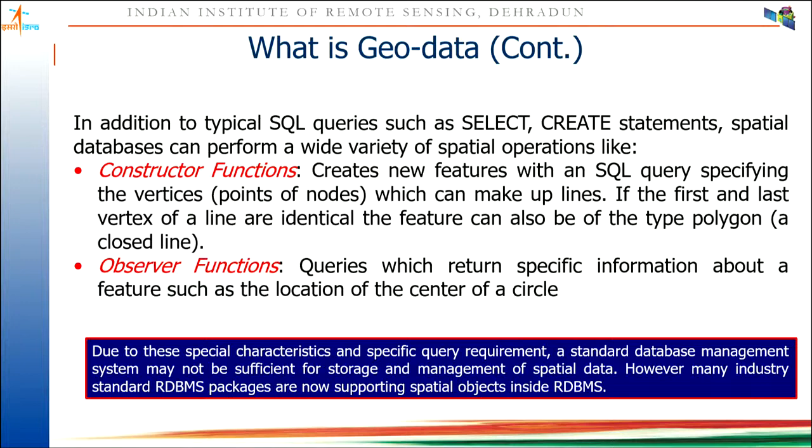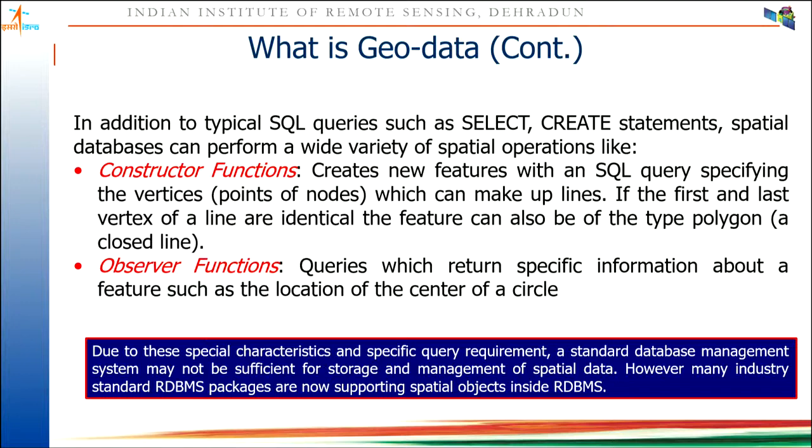Due to these special characteristics and specific query requirements, a standard database management system may not be sufficient for storage and management of spatial data. However, many industry standard RDBMS packages are now supporting spatial objects inside the RDBMS. In a relational database management system, the standard data types are not sufficient to handle your raster and vector data. So you require additional power, and that power is known as an object-relational database management system, or ORDBMS. Sometimes we also call it a spatial database management system.